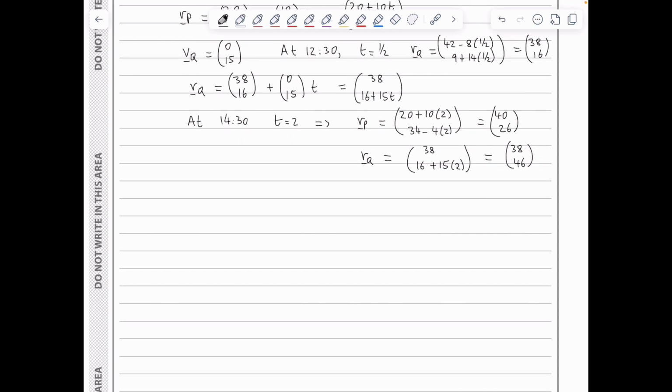The only thing missing is to find the exact distance between the two ships. So the distance PQ is going to be the difference in the i component squared plus the difference in the j component squared, and all square root. So it's going to be 40 minus 38 squared plus 26 minus 46 squared, and all square root. This gives an answer of 2 root 101, and that's in kilometers.